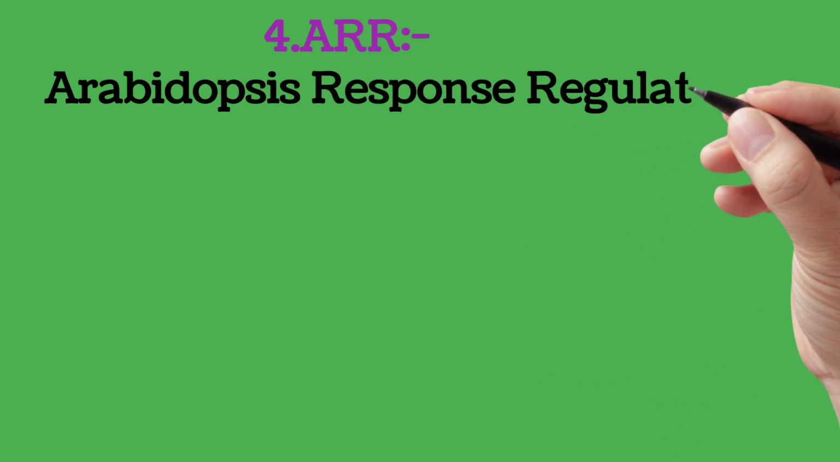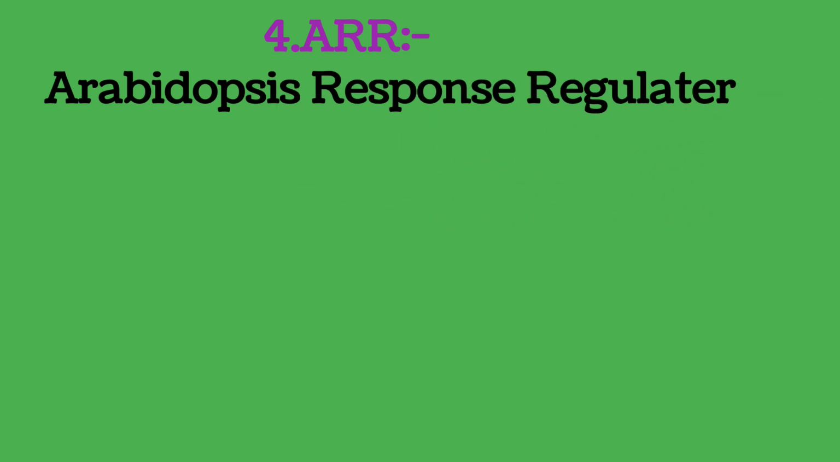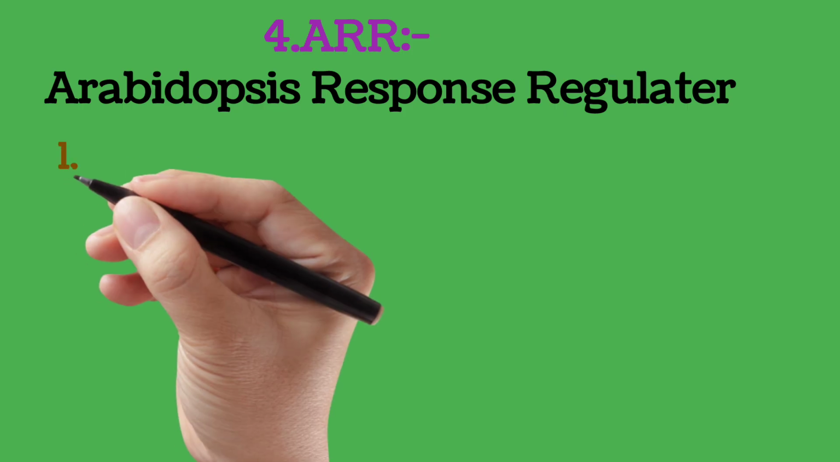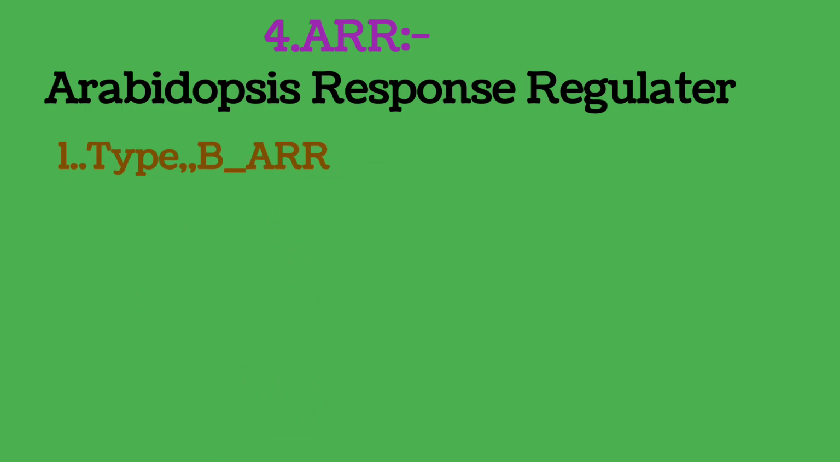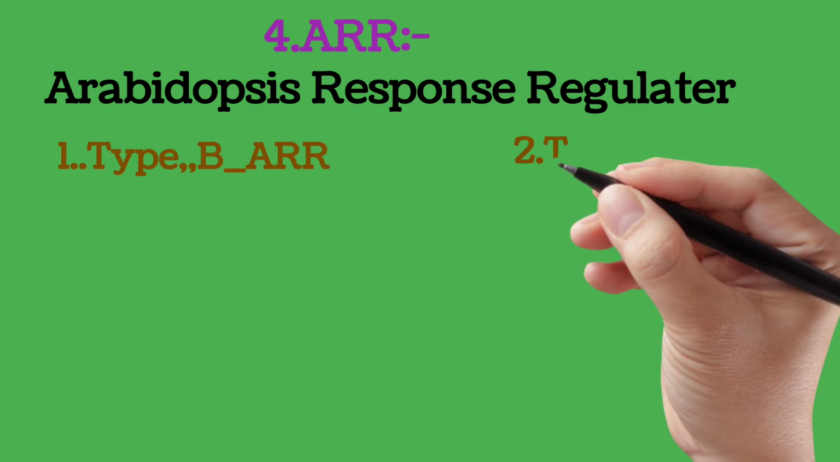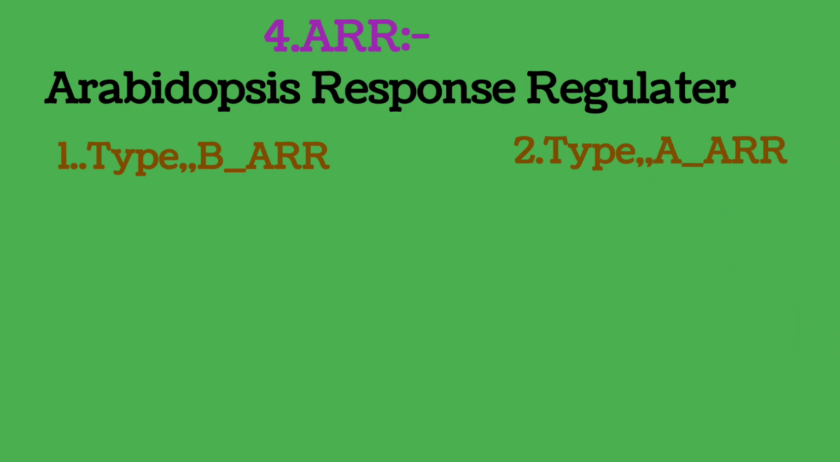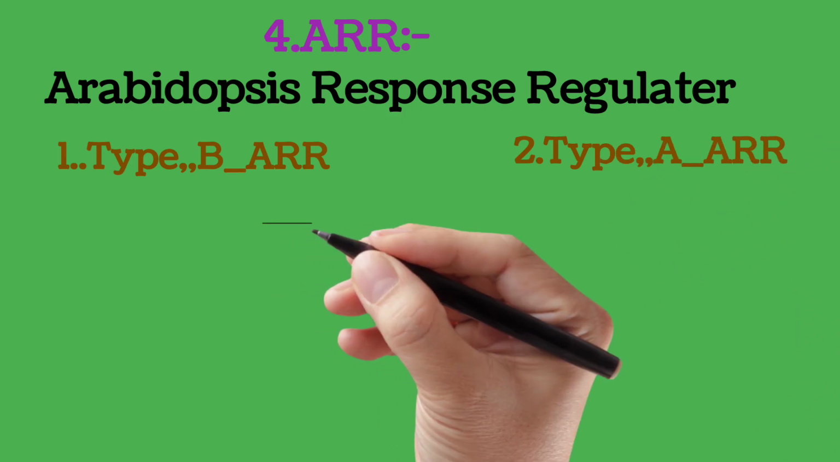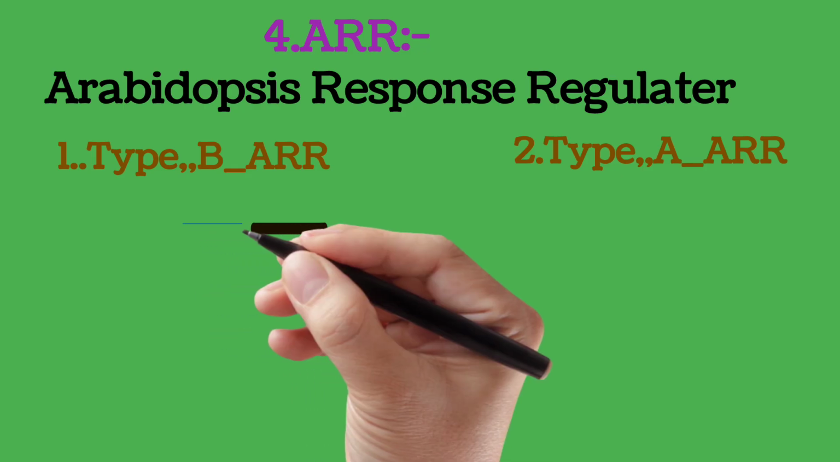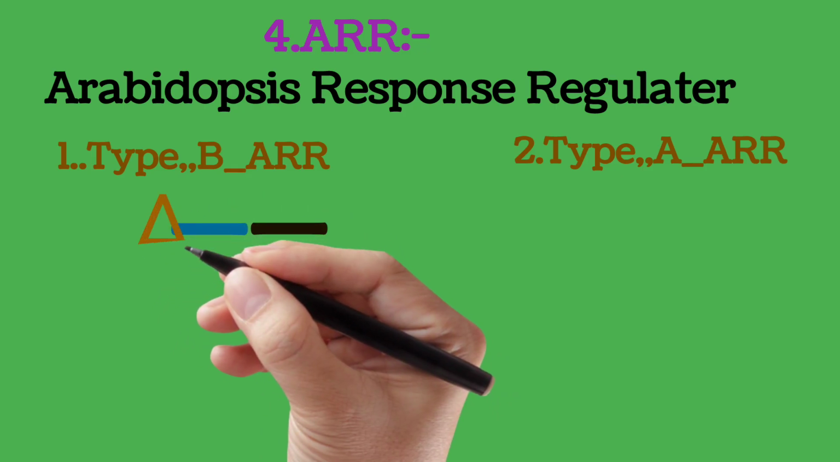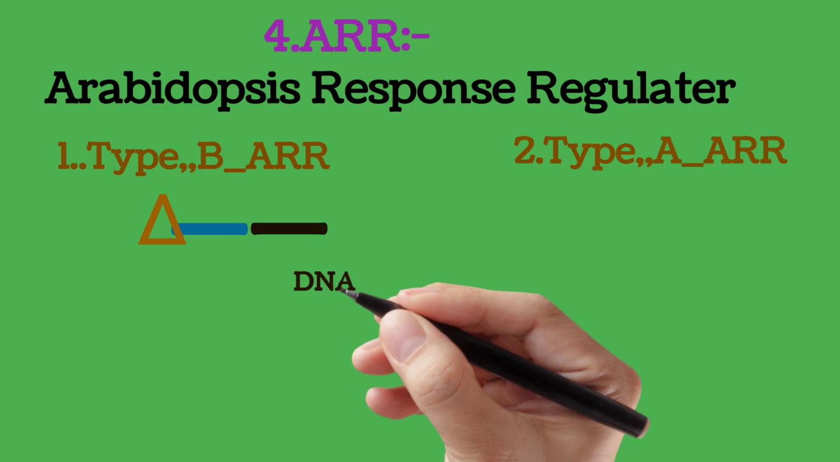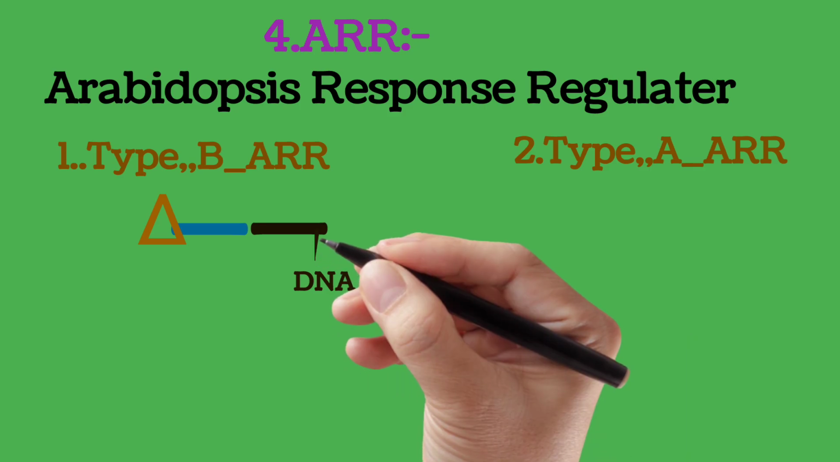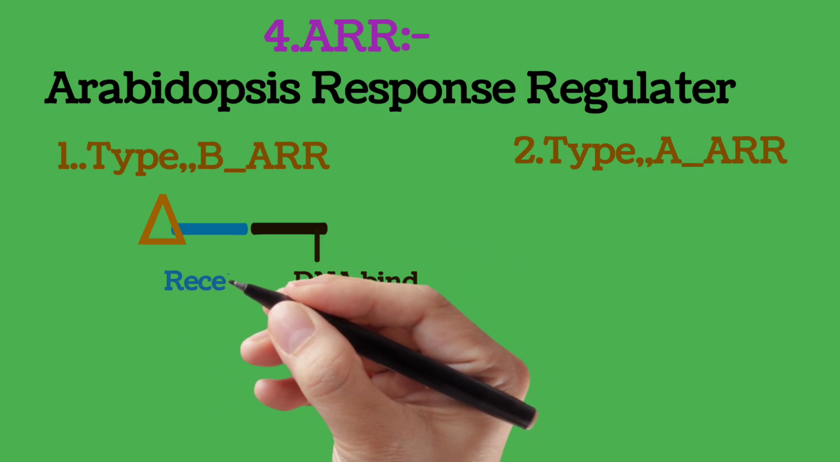Now proceeding with the last part of the terminology, this is Arabidopsis response regulator, ARR. It has two important types: type B ARR and type A ARR. Now what is the difference between the two proteins? Let me show you first of all a diagrammatic representation. This is the diagram of type B ARR. It has two important regions, the DNA binding region and the receiver domain.